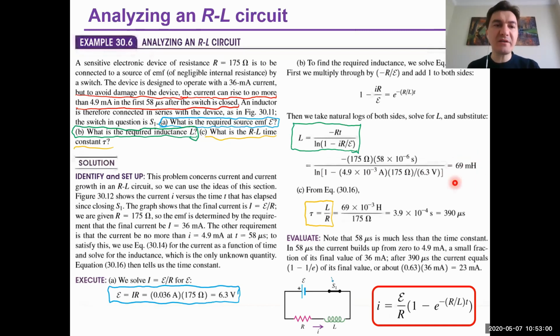And what about the time constant, tau, which is given by L over R? L is given, put it there. R is given, put it there. So the time constant is 390 microsecond. Do you have any question?